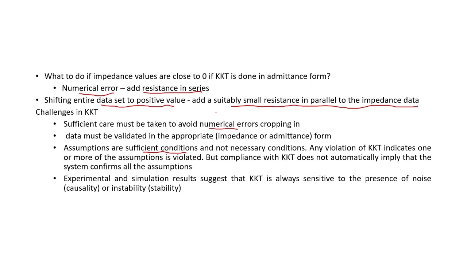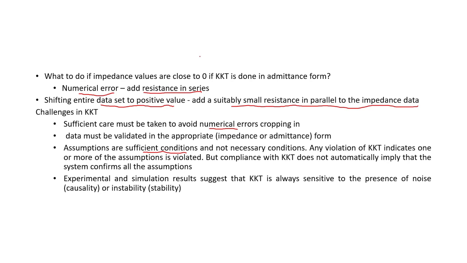Sorry to interrupt you. I have one small doubt here. When we are getting the real part on the negative side, one way is to shift the whole data to the positive side by adding a small resistance in parallel. Now, just now you told that if the real part value is very close to zero, then we have to add a small resistance in series. That is correct, no? Yeah.